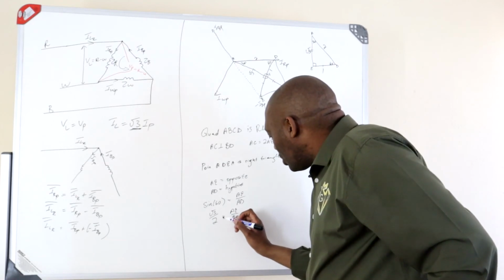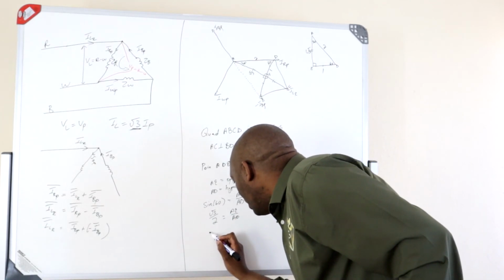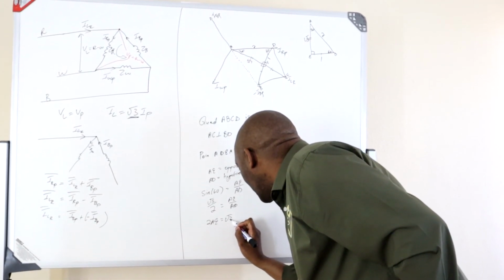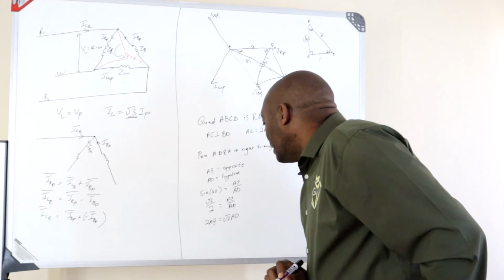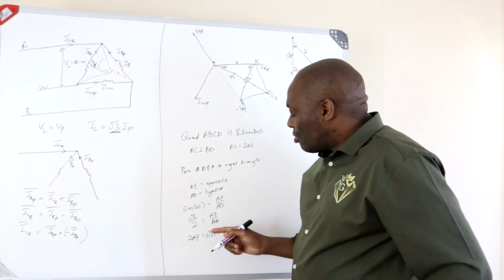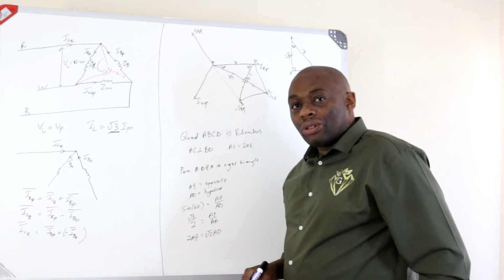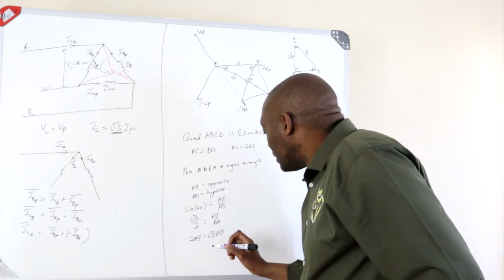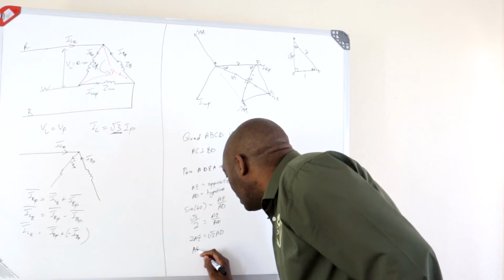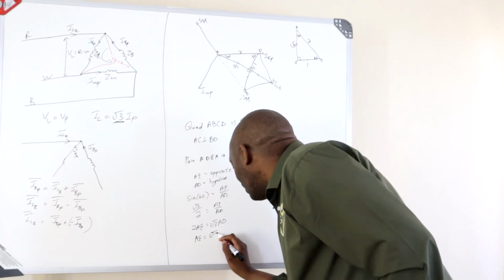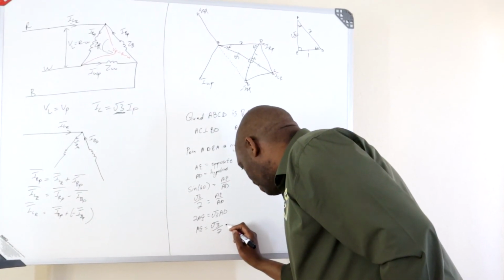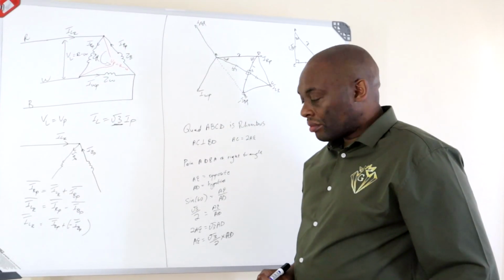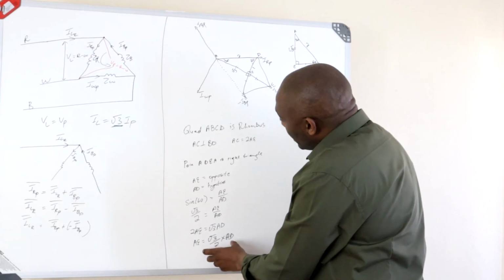Now we can do cross multiplication here. You will have your 2AE is equal to the square root of 3 AD. And you are making your AE the subject of the formula. Therefore, AE is equal to the square root of 3 over 2 multiplied by AD. So we can then take this.